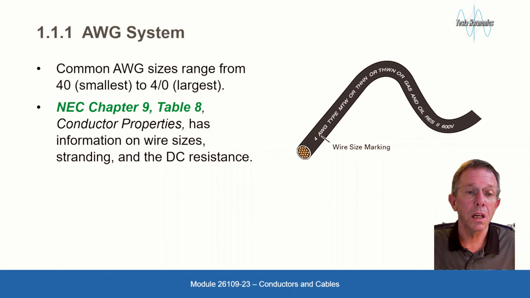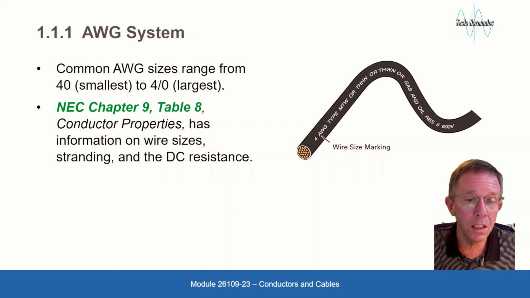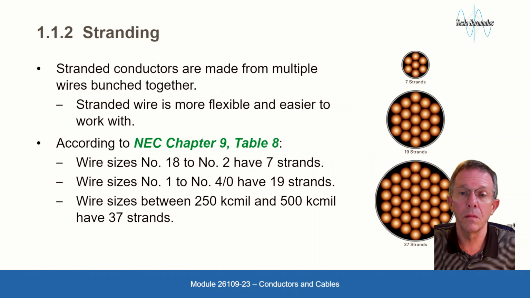Common AWG sizes range from 40, the smallest, to 4/0, the largest. NEC Chapter 9, Table 8, Conductor Properties has information on wire sizes, stranding, and the DC resistance.